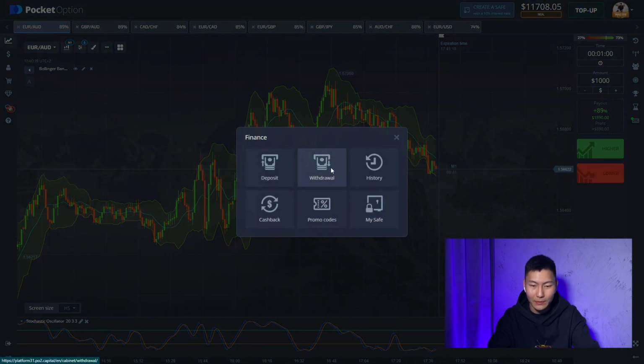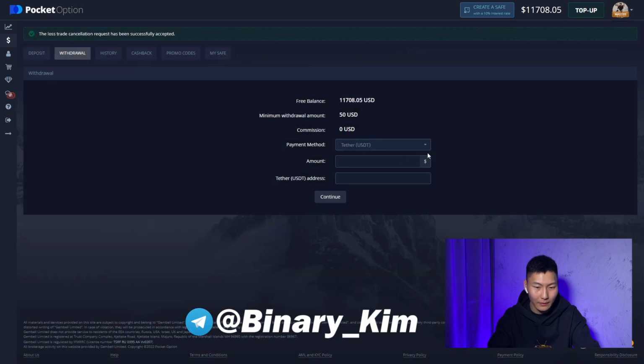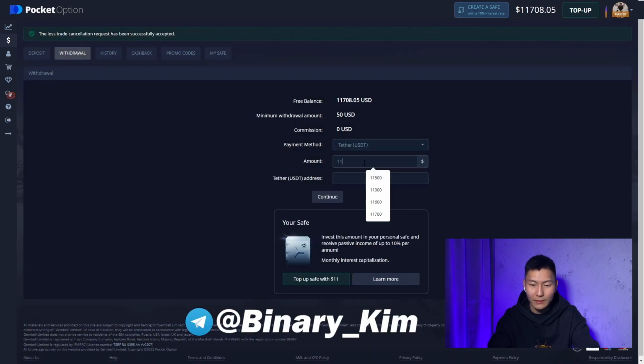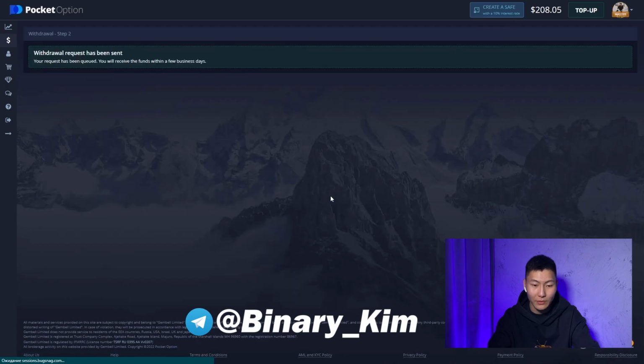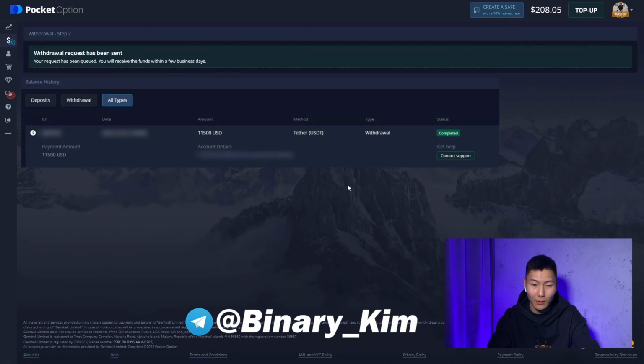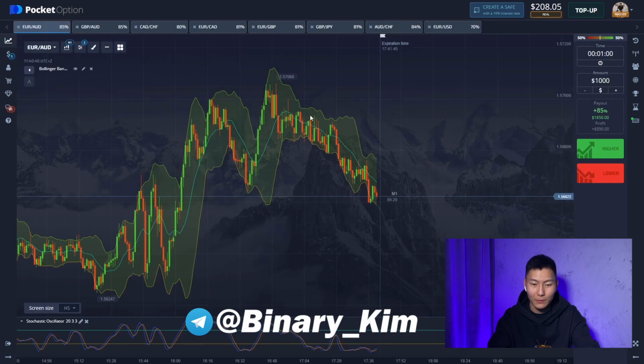So let's withdraw 11,000 and a half. Choose our wallet link, press the continue button, and our withdrawal is processing. I will attach all the screens. This is what we got today.